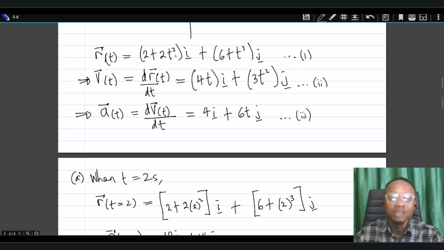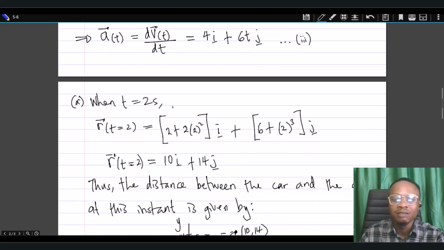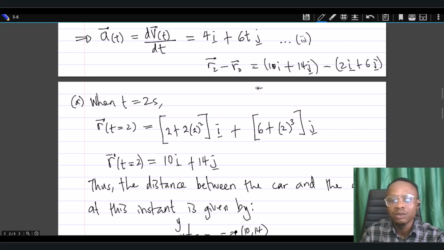If t is 0, this will be 2i plus 6j. So if we subtract the initial position from the final position, r sub 2 minus r sub 0, the final position is 10i plus 14j, minus the initial position, which is 2i plus 6j. If we did that, what does that give us? 10 minus 2, that is 8i, and then 14 minus 6, that is another 8.